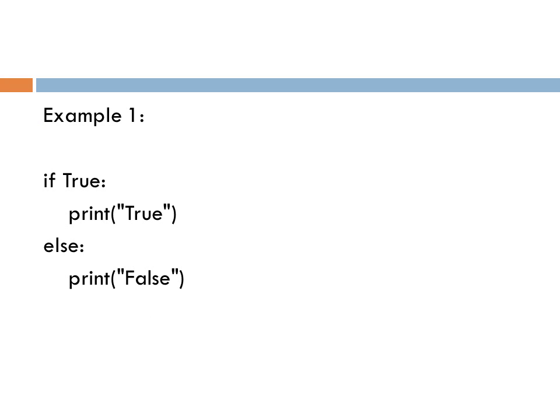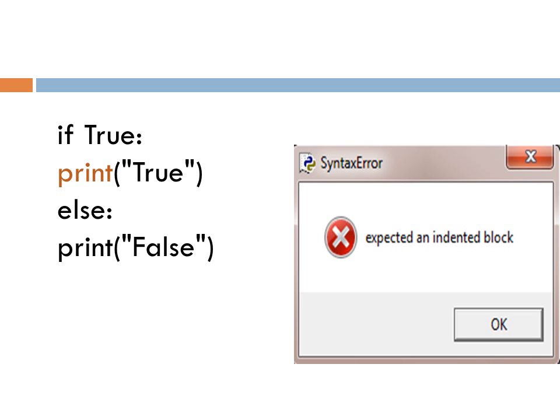So this is the first example of indentation rules. If True colon, so we are starting the block of if. So first we have to give one tab. So print true, else, another block of else. So tab, print.